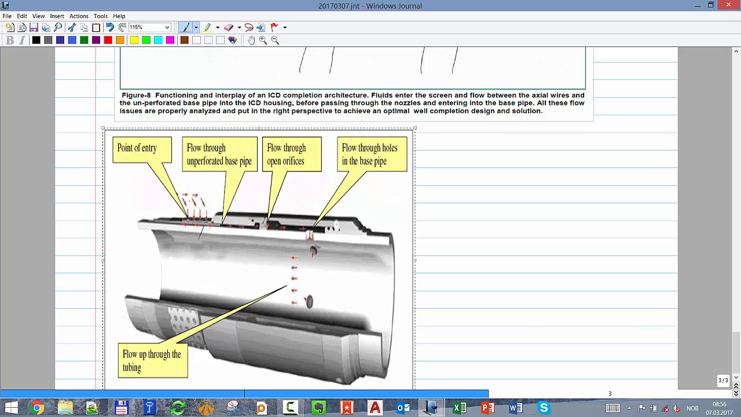Okay, it enters through a mesh, through some place that avoids the passing of sand, then goes into the annular space. You have some orifice here, and then you have the main orifice when it goes inside the tube. And what you regulate is the opening of this orifice in each section.